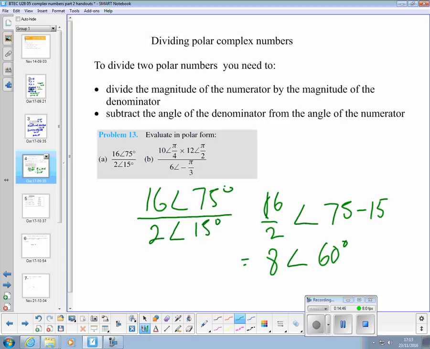Yeah, you do 16 over 2, you divide the denominator magnitude into the numerator magnitude, and then you subtract the denominator angle from the numerator angle. Remember, with subtraction you must get them the right way round. With multiplication, doesn't matter.